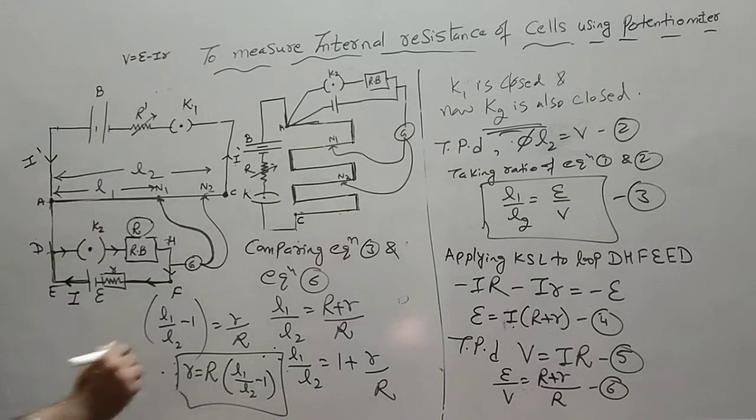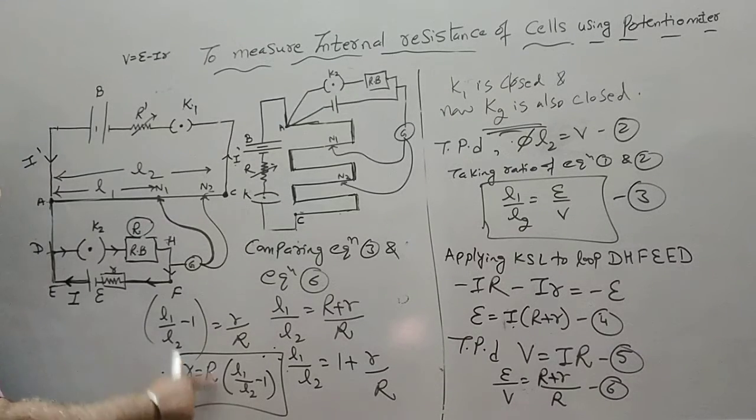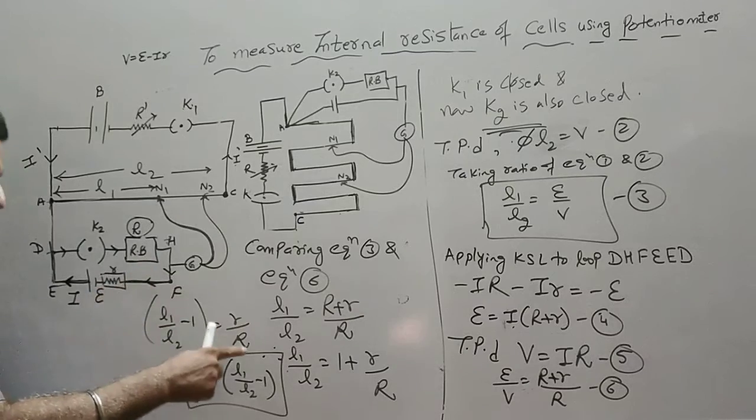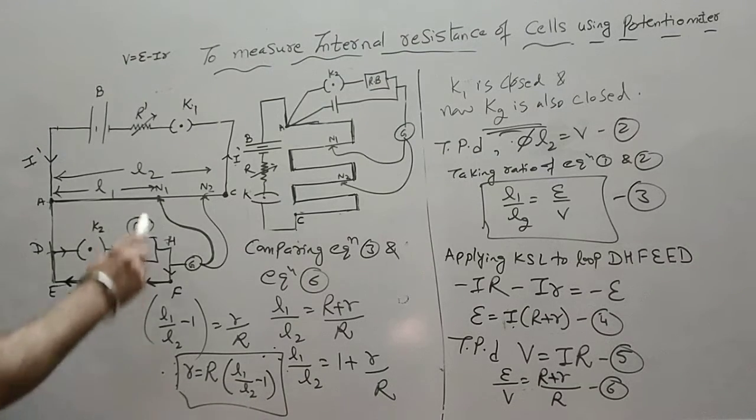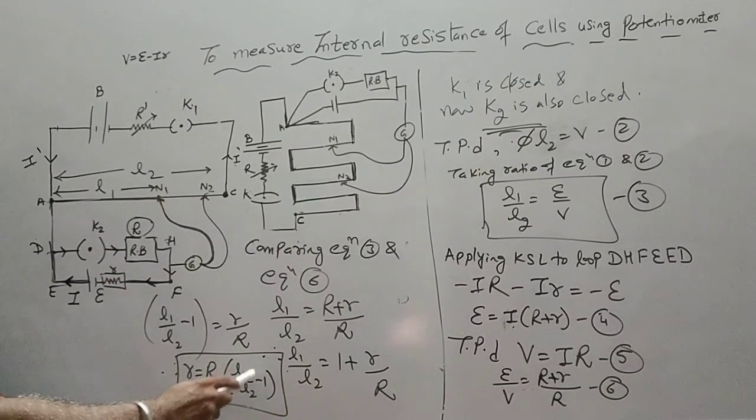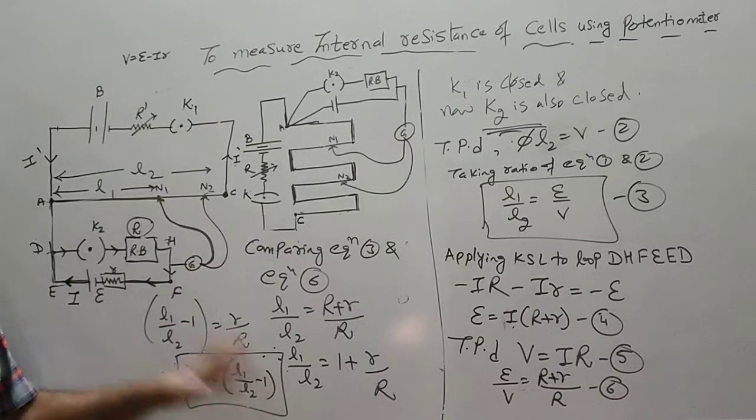So this is the formula for measuring the internal resistance. You have to remember, internal resistance is equal to the resistance of the resistance box times the length of the first null point divided by the length of the second null point, minus 1. You will find that the null point L1 would be greater than L2.